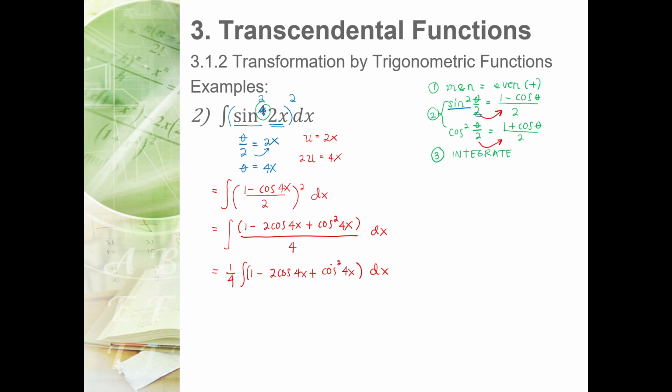Okay, so upon observation, the first term can be integrated, the second term can be integrated as well. But for the third term, since it's squared, we still need to use this part of the process again. So again, declaring your u parameters. u is equal to 4x. So theta all over 2 is 4x, then theta is equal to 8x.